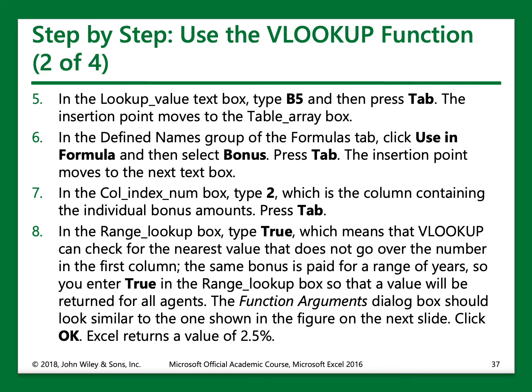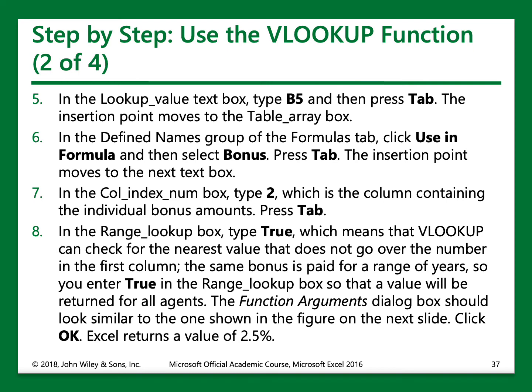Then we need to move onto the table array. Now we've just defined what the table is called. We've called it bonus. So we're just going to look that up. That's the table from which we're going to look for the value in B5. And then we're going to tell it what information we need back out from that table. So we're going to get the second column out from that table for bonus being the value that's in B5. So we type 2.